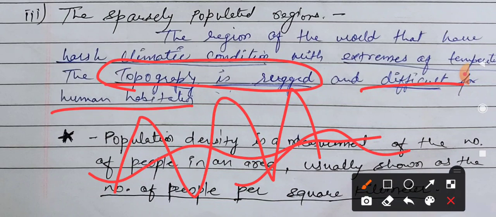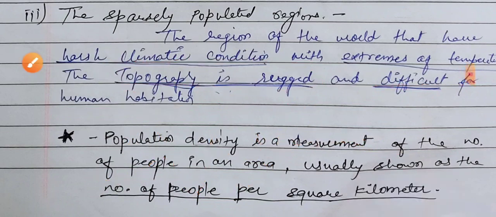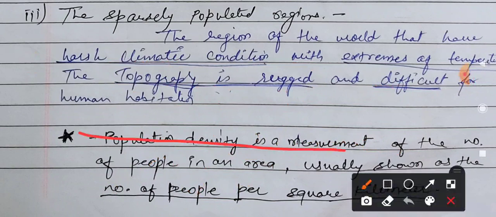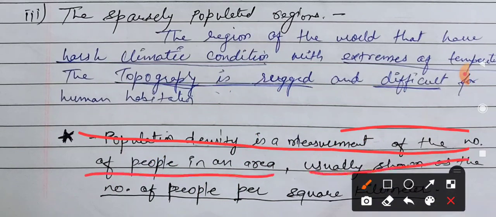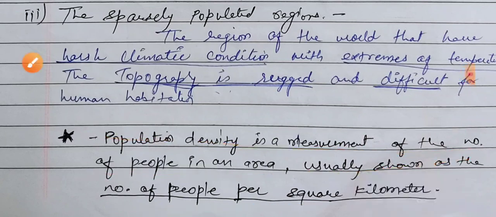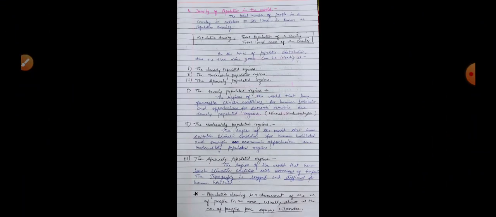Okay, and very important point, population density is the measurement of the number of people in an area, usually shown as a number of people per square kilometer. Okay, it is measured in per square kilometer. So I hope you have cleared these.